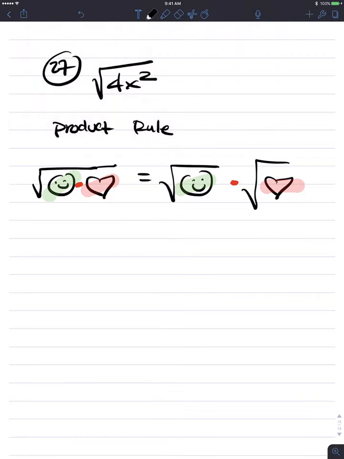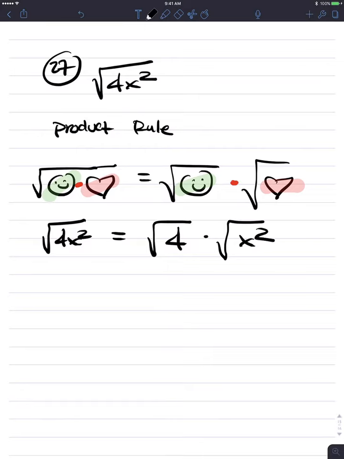So when I have the square root of 4x squared, I can write this as the square root of 4 times the square root of x squared. I know the square root of 4 is 2, and I know the square root of x squared is x. My final answer really is 2x.